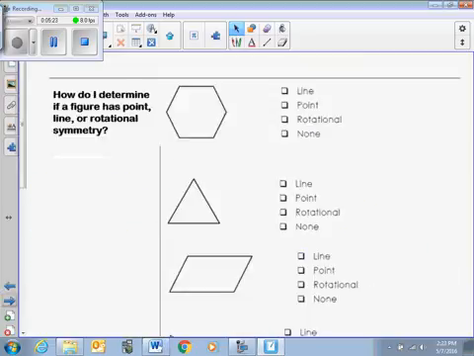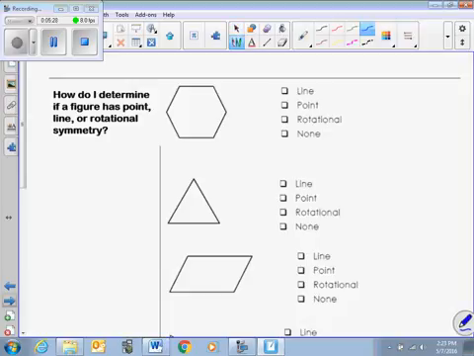How do I determine if a figure has point, line, or rotational symmetry? Well, let's look at line first. I can see this thing has two lines right here, right? Oh, maybe more, maybe more. In any case, I have some lines of symmetry. So I definitely have line symmetry. How about point symmetry? Yes, indeed, because if I rotated this figure 180 degrees, it would look just like it does now. Upside down, it's the same as it is right side up.